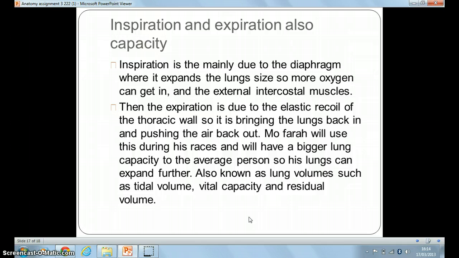Mo Farah will use this during his races and will have a bigger lung capacity to the average person, so his lungs can expand further, also known as lung volumes, such as tidal volume, vital capacity and residual volume.